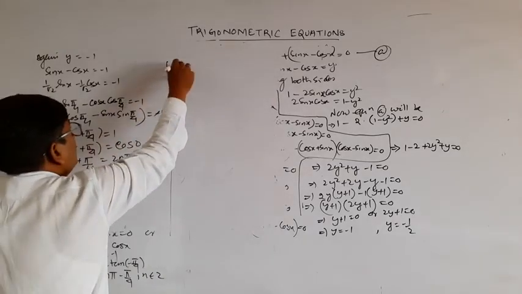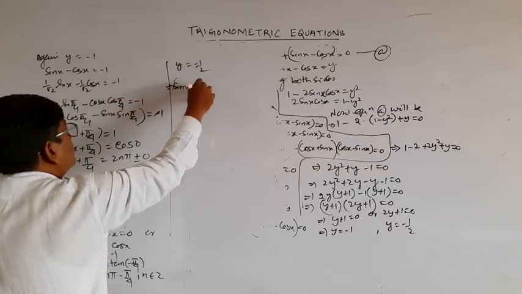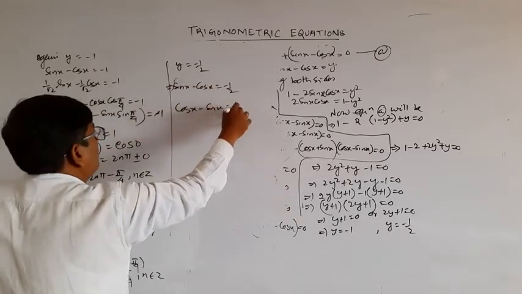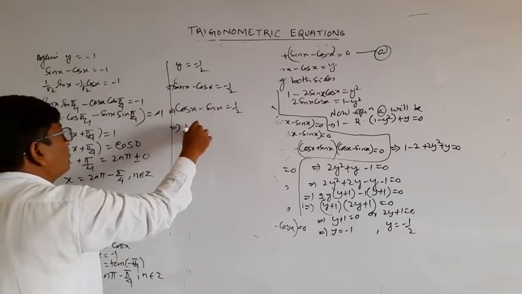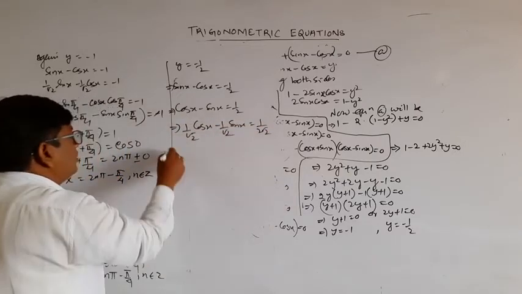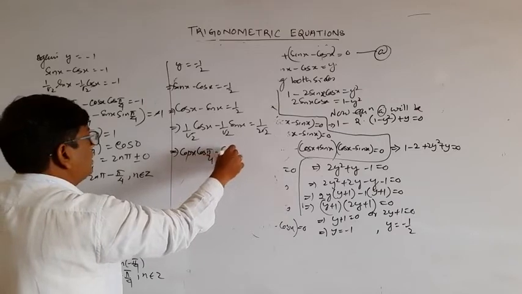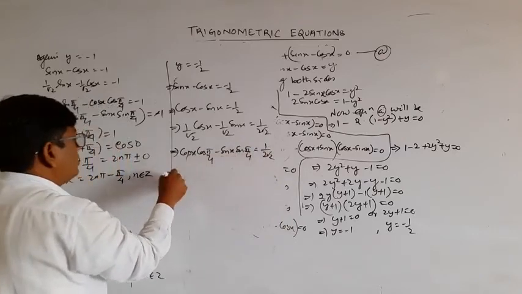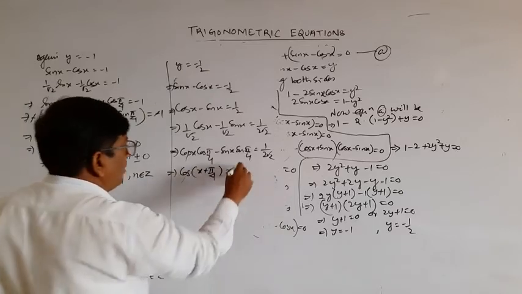Cos y is equal to minus 1 by 2. That implies sin x minus cos x is equal to minus 1 by 2, or cos x minus sin x is equal to 1 by root 2. Multiply and divide by 1 by root 2. So, 1 by root 2 into cos x plus 1 by root 2 into sin x is equal to 1 by 2 root 2. This is equal to cos x into cos pi by 4 minus sin x into sin pi by 4 is equal to 1 by 2 root 2. So, this is cos (x plus pi by 4) is equal to 1 by 2 root 2.